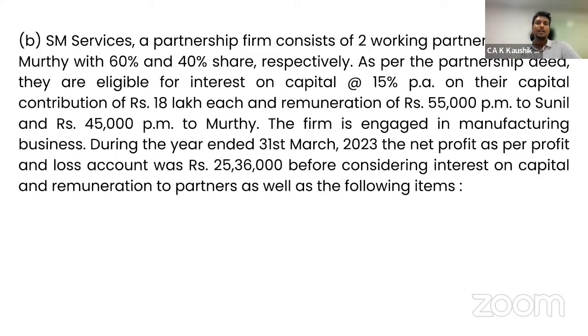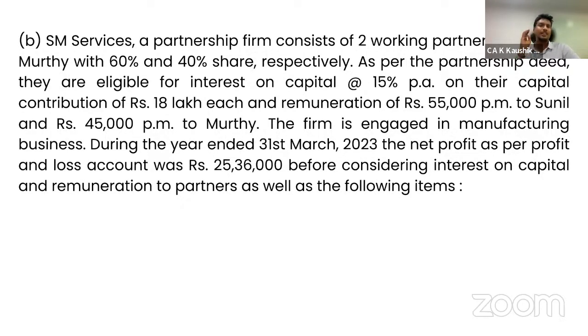So very simple. Again, here partnership firm and business income is coming into picture. So assessment of a partnership firm. SM Services, a partnership firm, consists of 2 working partners, Sunil and Murthy, with 60% and 40% share respectively. As per the partnership deed, they are eligible for interest on capital at 15% per annum on their capital contribution of rupees 18 lakh each, and remuneration of rupees 55,000 per month to Sunil and 45,000 per month to Murthy. The firm is engaged in manufacturing business. During the year ended 31st March 2023, the net profit as per the profit and loss account was 25,36,000 before considering interest on capital and remuneration.